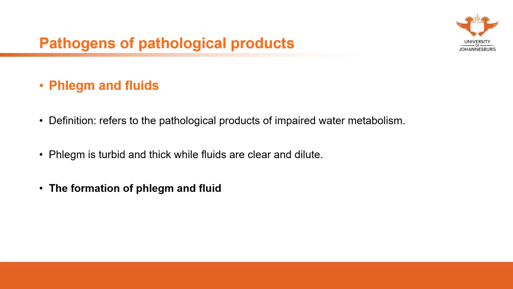The difference between phlegm and fluids is only the thickness. Phlegm is thick, and fluids is clear and dilute, so it's more clear. In Mandarin, we actually have four different words to describe the thickness of phlegm, from very thick to clear. There are four levels, and here we introduce two, phlegm and fluid. The reason is that no matter how many levels we describe, the characteristics or the causes of the phlegm are similar.